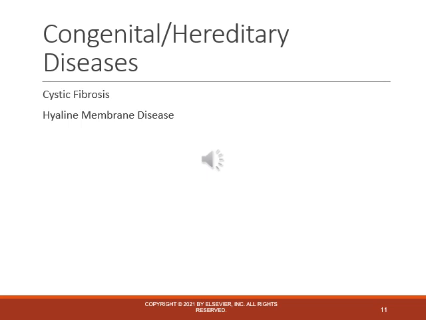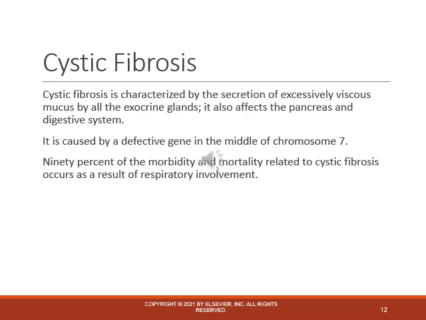Cystic fibrosis is an example of a congenital and hereditary disease that will ultimately affect mucus production and the ability to excrete mucus throughout the body. Hyaline membrane disease is another congenital disease. This one is not hereditary. Cystic fibrosis is one of the leading, most damaging diseases noted in white children currently.